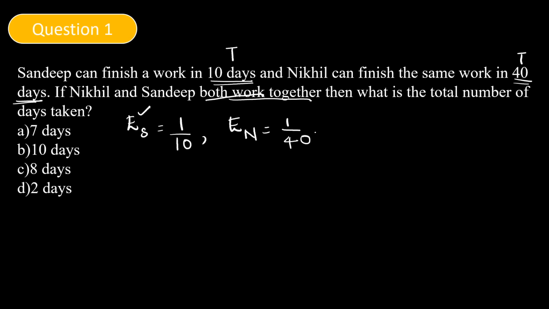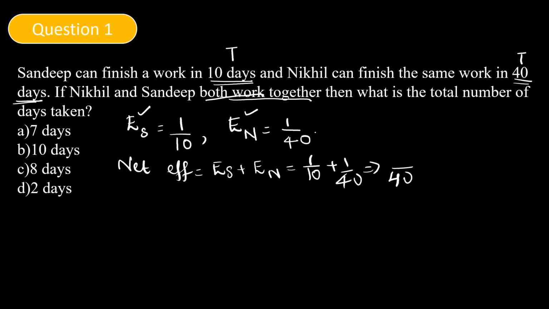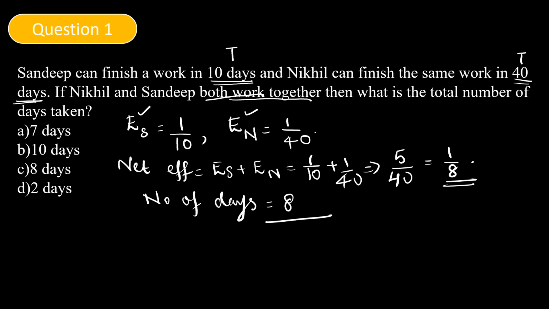Now it is said that they both work together. While working together, their efficiencies get added. So the net efficiency is equal to efficiency of Sandeep plus efficiency of Nikhil, which is equal to 1 by 10 plus 1 by 40. That is equal to 5 by 40, that is equal to 1 by 8. So this is the net efficiency. Now what is the total number of days taken? We know that the time taken is the reciprocal of efficiency, so the time taken will be the reciprocal of this efficiency, which is 8. Number of days is 8. So C is the correct answer.